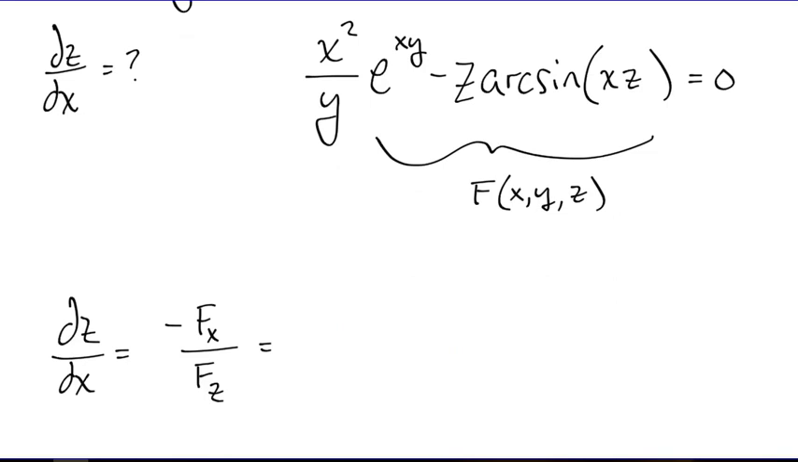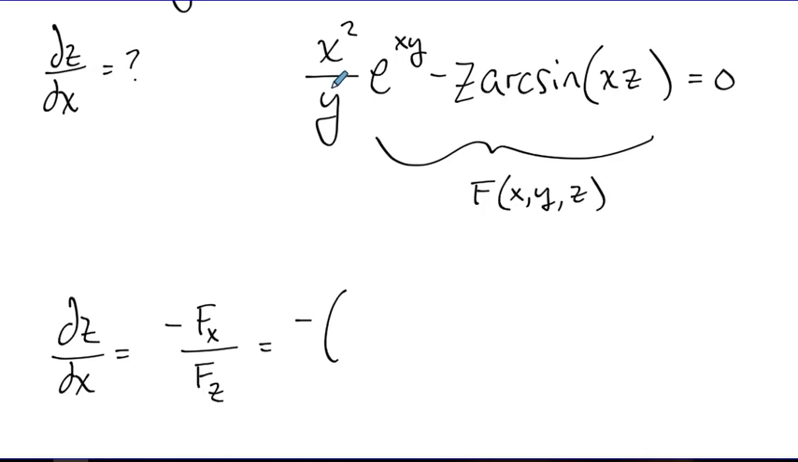So to find the derivative of z with respect to x, I'll do the partial of f with respect to x and the partial of f with respect to z, divide them and include that negative. Partial of f with respect to x, well, y is a constant right now, so let's just go. Taking a derivative with respect to x, I notice that I've got two factors that both contain an x, so I do need to keep track of the product rule here.